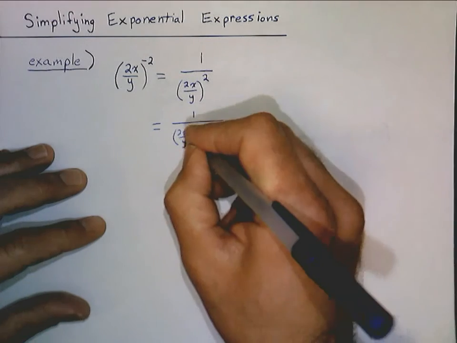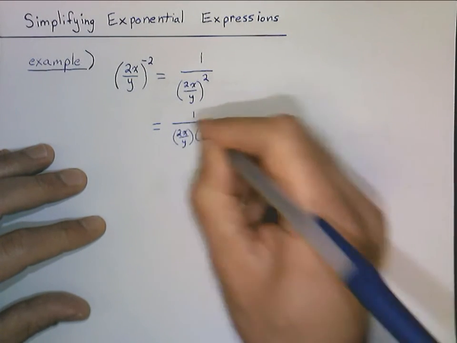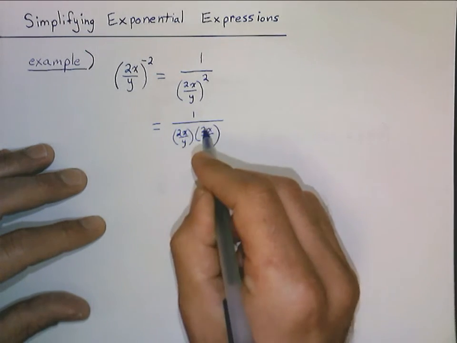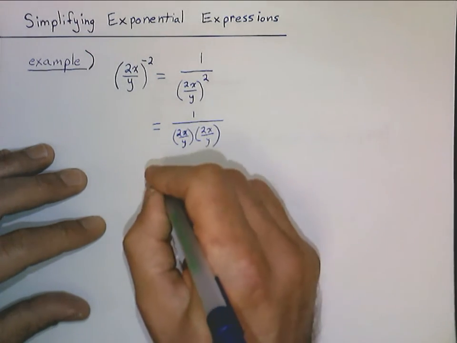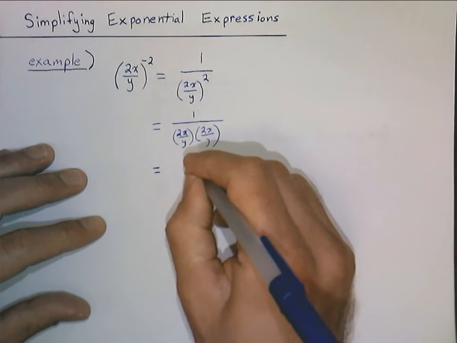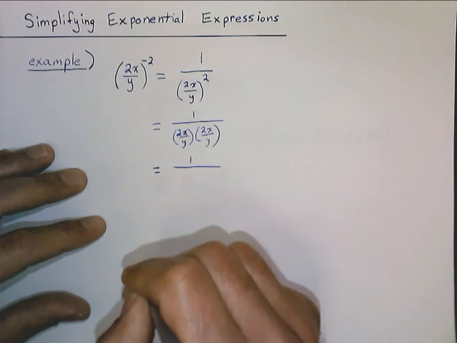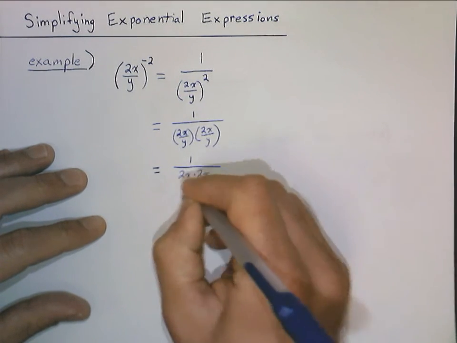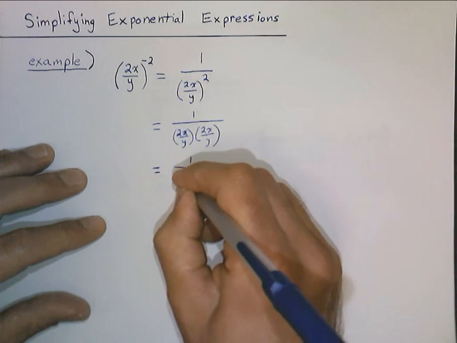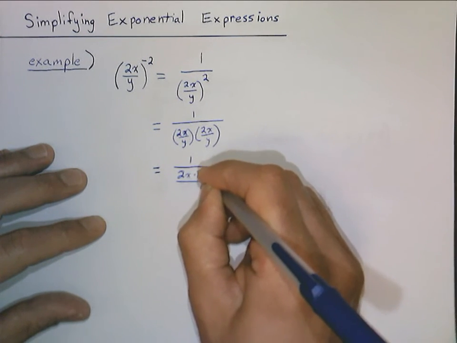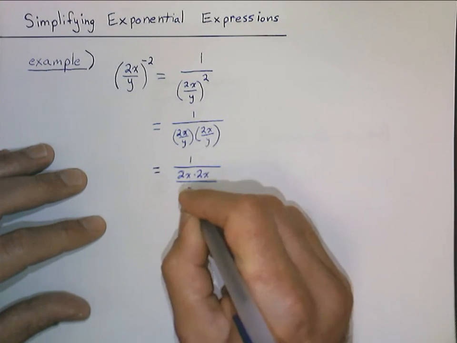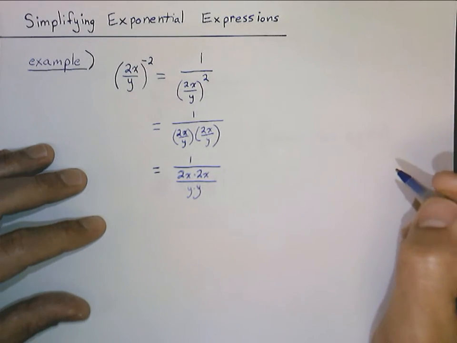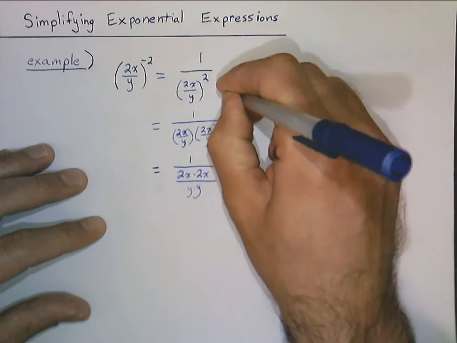Okay. Now we're just going to keep doing all the arithmetic that we can. We know how to multiply these two factors together on the bottom. We multiply numerator times numerator and denominator times denominator. So this thing is going to be equal to 1 over 2x times 2x. There's our two numerators. And y times y. Those are our denominators multiplied together. Let's bring this up here.